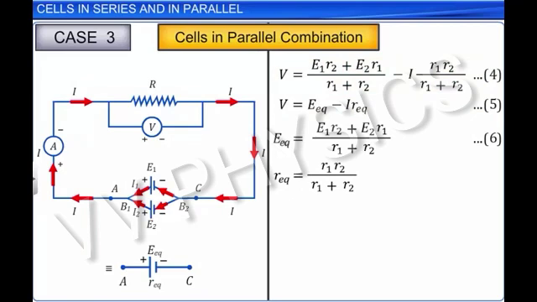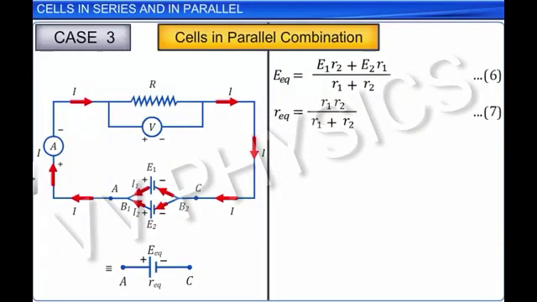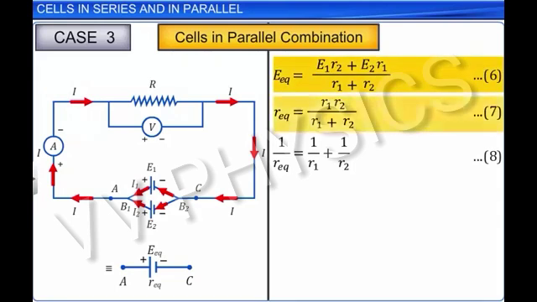Equation 7 can be written as 1 by REQ is equal to 1 by R1 plus 1 by R2. Let this be equation 8. Dividing equation 6 by equation 7 and rearranging the terms, we get EEQ divided by REQ is equal to E1 by R1 plus E2 by R2. Let this be equation 9.